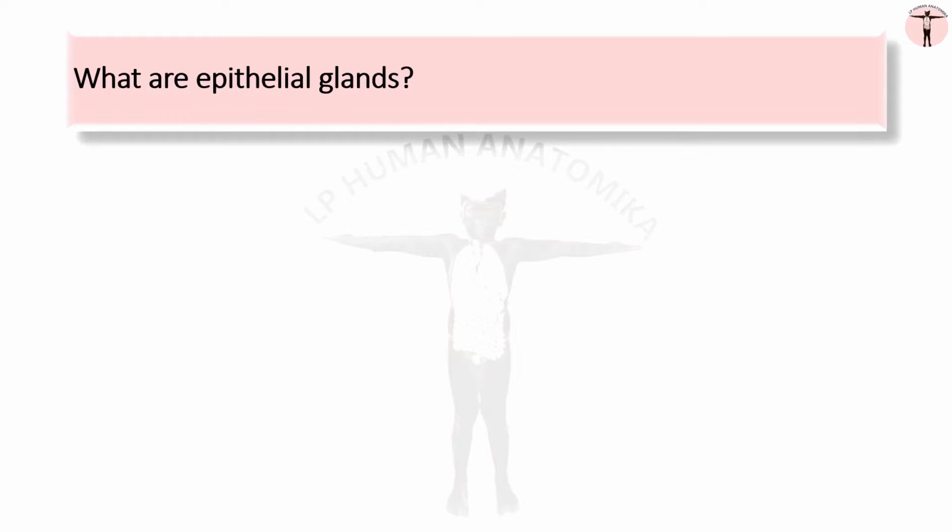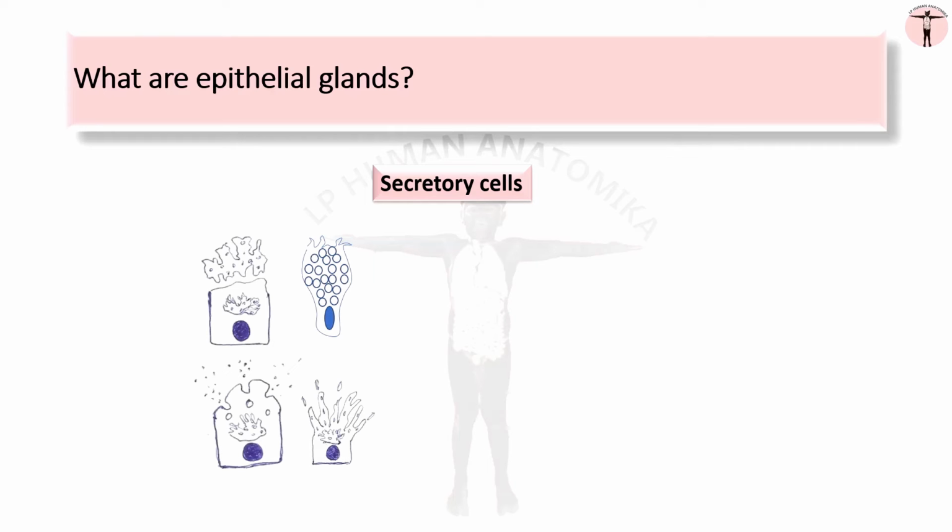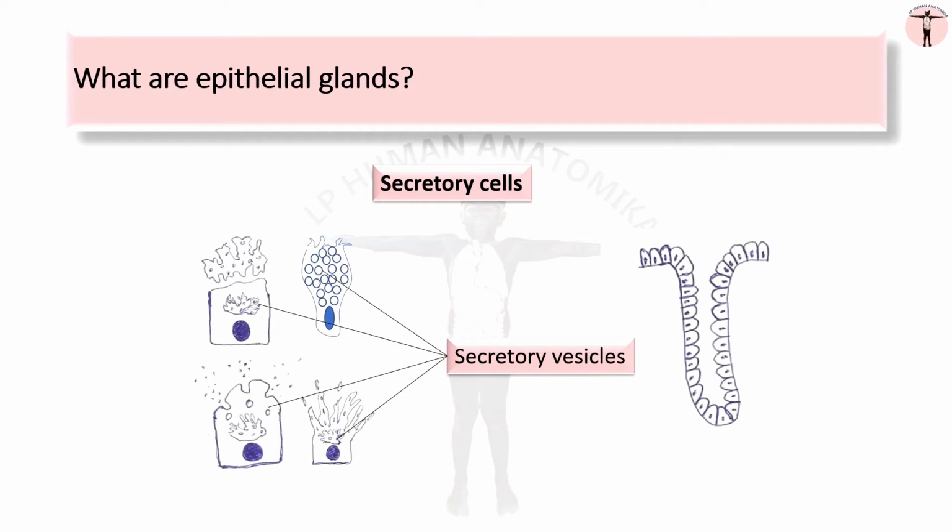To start with, let us see what epithelial glands are. Epithelial glands are organized collections of secretory cells specialized to perform a secretory function. Such cells are present singly or in groups. The secretory products are stored in membrane-bound vesicles called secretory vesicles.